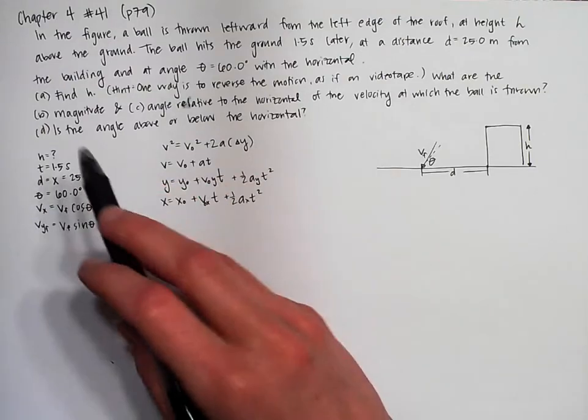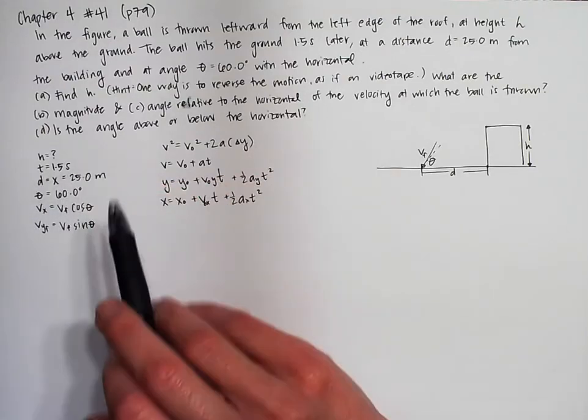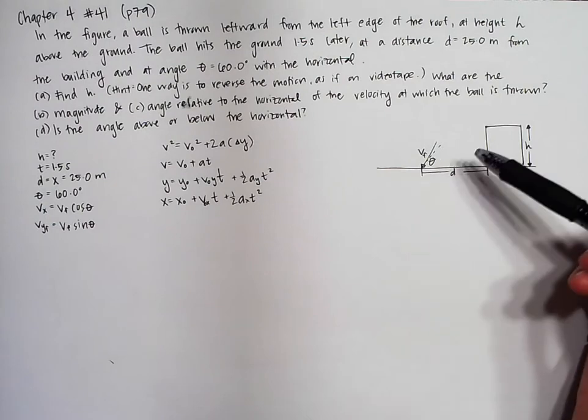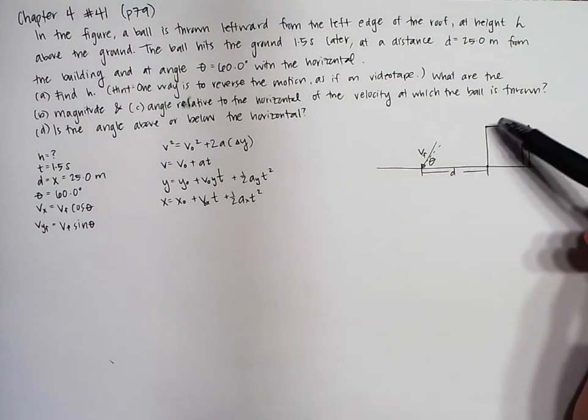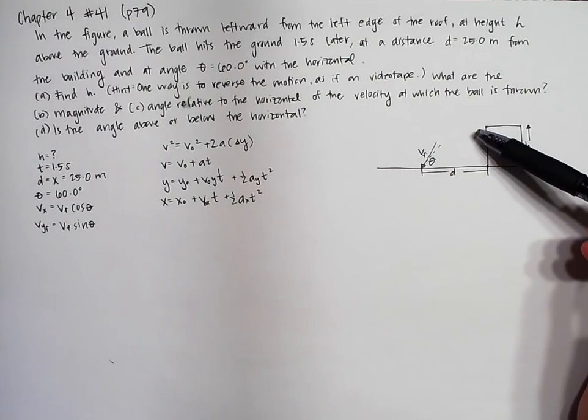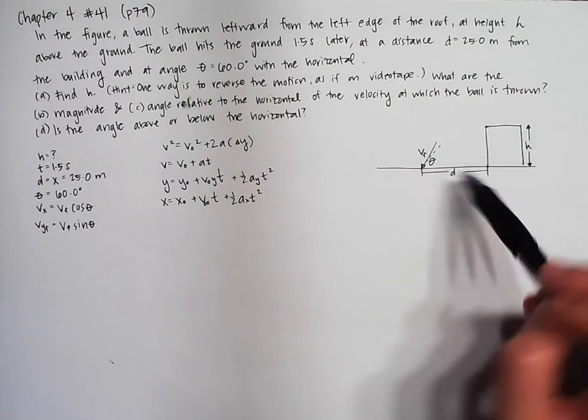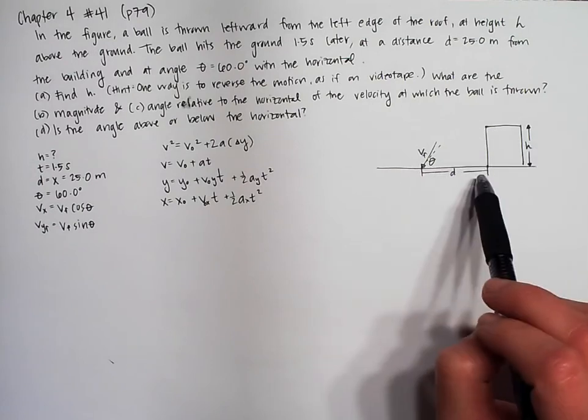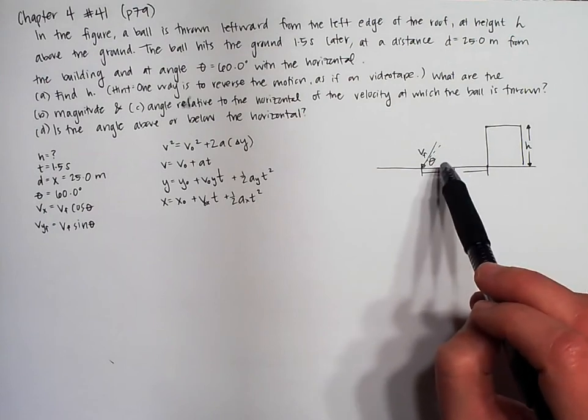Right now we're going to go through chapter 4, number 41, and we're given a figure. It tells us that a ball is thrown leftward from the left edge of the roof at height h above the ground. The ball hits the ground 1.5 seconds later at a distance of 25 meters from the building at an angle of 60 degrees with the horizontal.